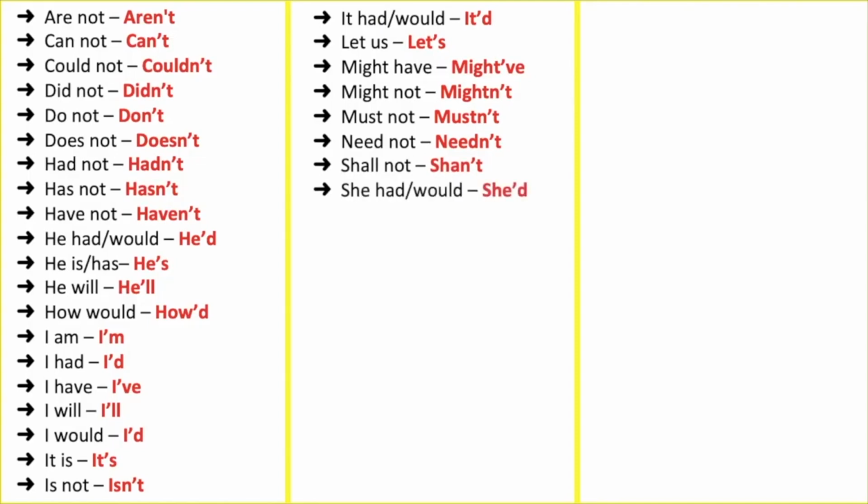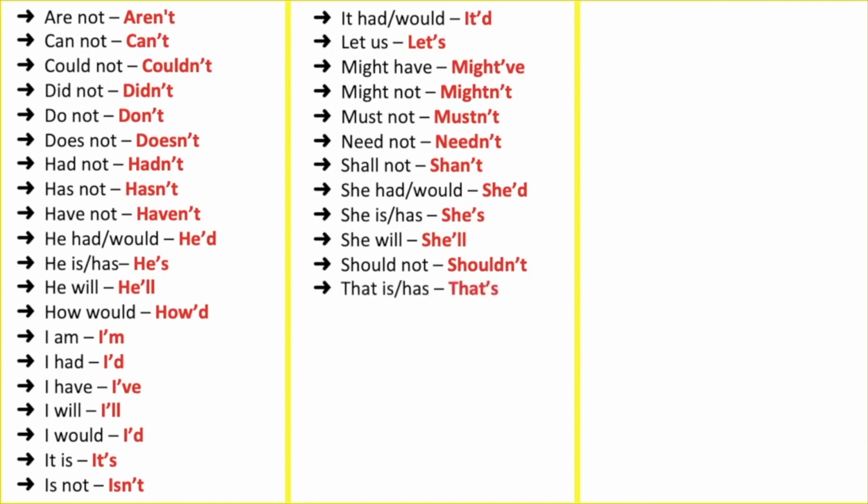She had or she would, she'd. She is or she has, she's. She will, she'll. Should not, shouldn't. That is or that has, that's. There is, there has, there's.